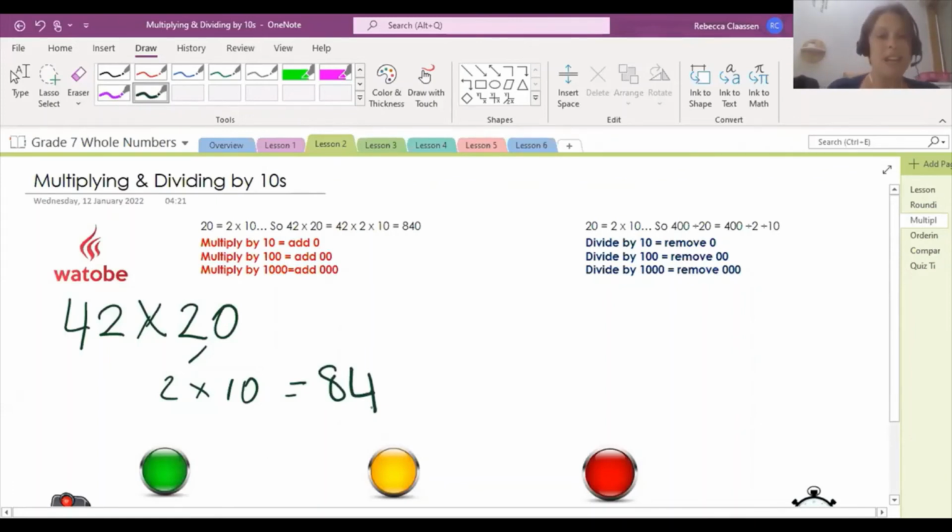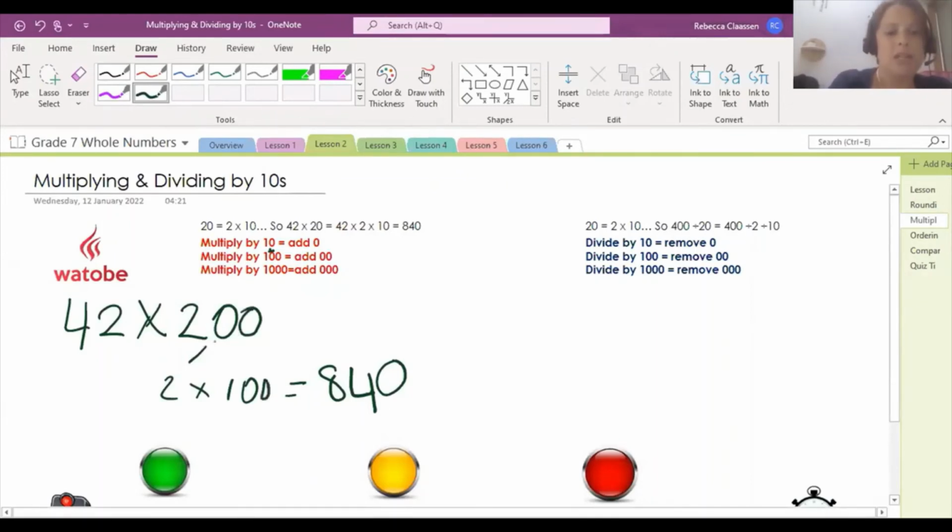And when I multiply by 10, all I need to do is add a 0 to my answer, because I'm multiplying by 10, and 10 has got a 0. So I add a 0 to my answer. Okay. And it would be the exact same thing if I said 42 times 200.